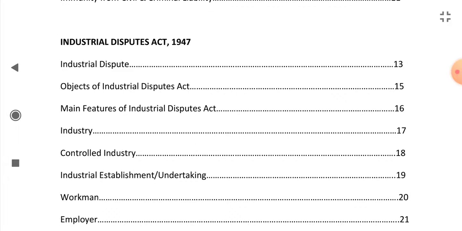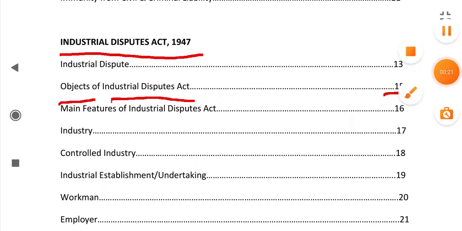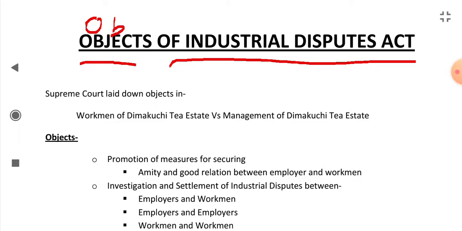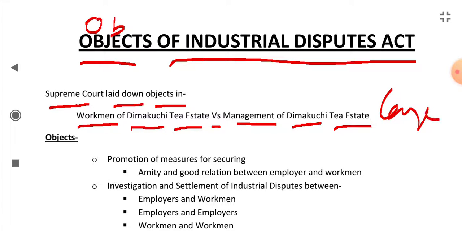So now under Industrial Disputes Act 1947, we will study Objects of Industrial Disputes Act on page number 15. Objects of Industrial Disputes Act means objects or objectives. What are the objectives of Industrial Disputes Act? The Supreme Court had laid down the objects of Industrial Disputes Act in Workmen of Dimakuchi Tea Estate versus Management of Dimakuchi Tea Estate case. In this case, the Supreme Court had laid down the objects or objectives of the Industrial Disputes Act.